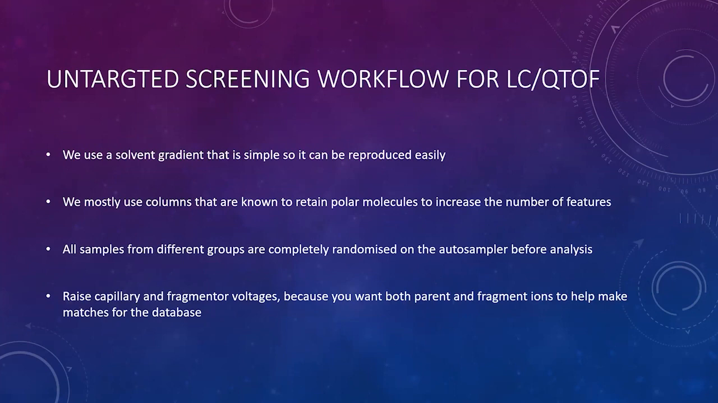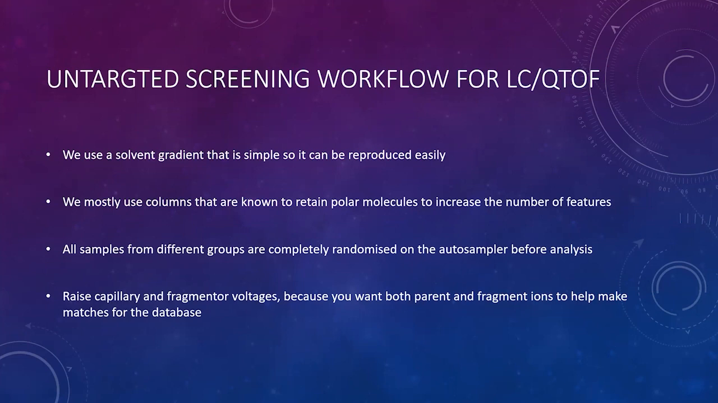Now, again, we use solvent gradients that can be reproduced easily. I use acetonitrile or methanol with 0.1% formic acid, and also water with 0.1% formic acid. Methanol I tend to avoid because you get higher back pressure in an instrument. It's not as compressible as acetonitrile, but they both have almost the same eluotropic strength. So just because I use acetonitrile doesn't mean that you can't use methanol, but you still keep it simple because you want it to be reproducible.